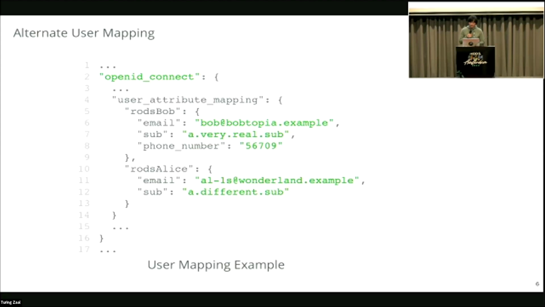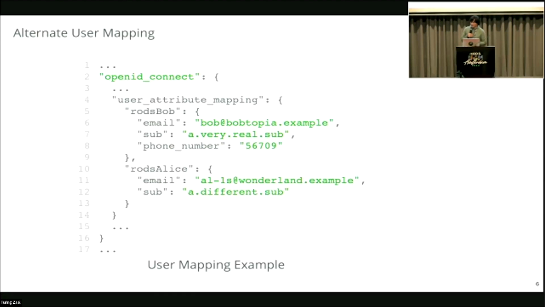For example, if we were to look at rods_bob, I had a cool little animation thing that focuses it. Okay, so if you look at rods_bob, you can see there's an email, subject identifier, as well as a phone number. So what this effectively means is that when we're mapping an OpenID Connect user to an iRODS user, these three attributes for rods_bob must match. Otherwise, the user doesn't get mapped to rods_bob and they aren't authenticated as them.